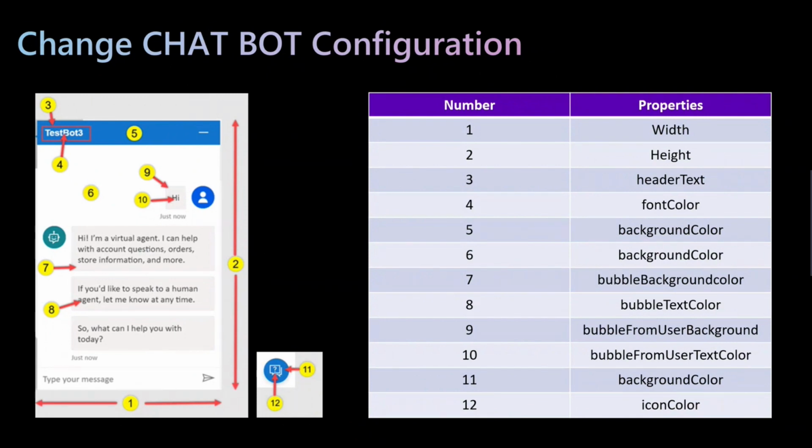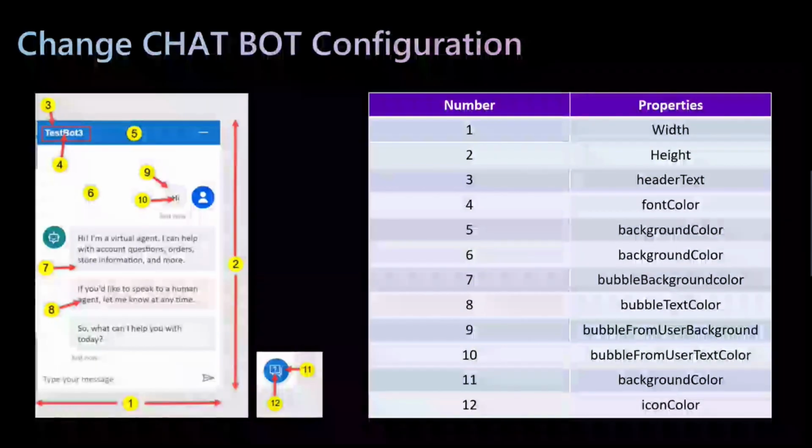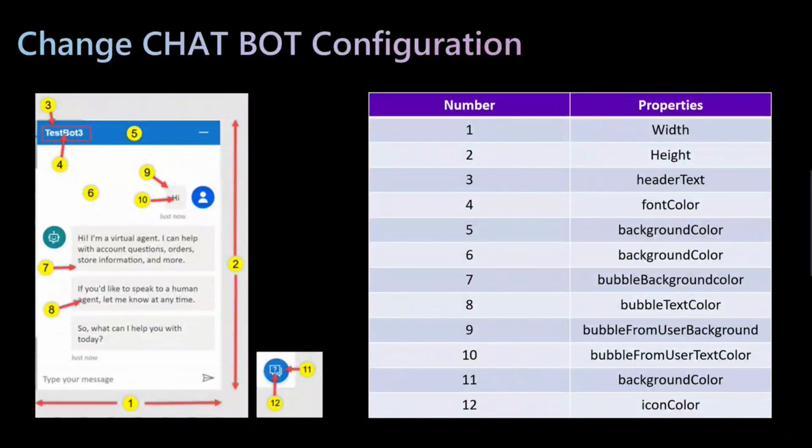Number seven is your bubble color, which is basically the bubble background color. So if you just want to change the background color of the chatbot bubble, or, number eight, if you want to change the text color of it, that is also possible. Point number nine is basically the bubble from user background, so the user background related properties you can also change. Ten is basically the bubble from user text color. So that is also possible.